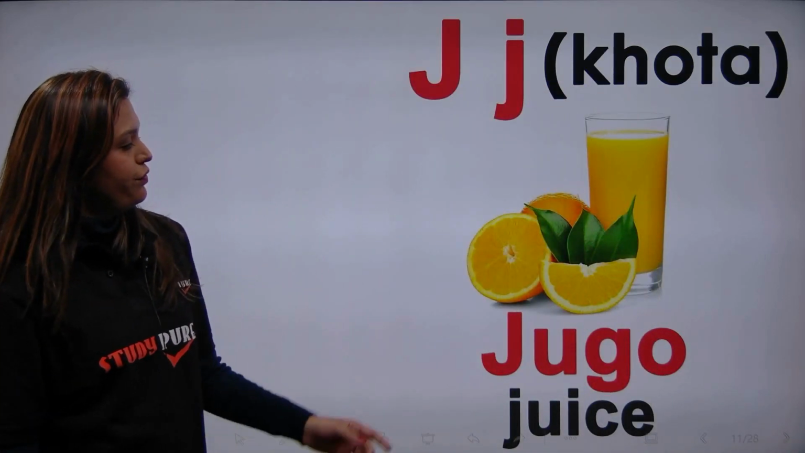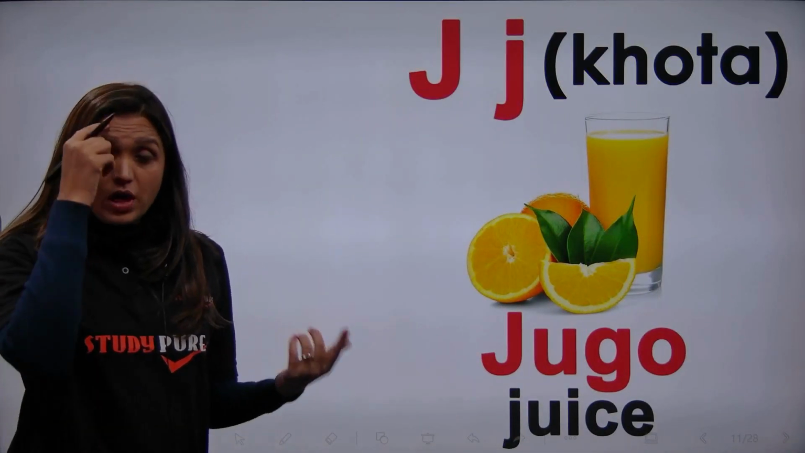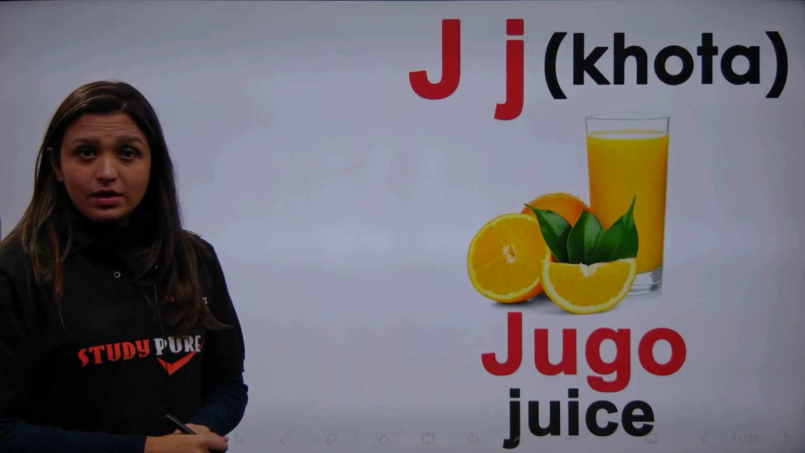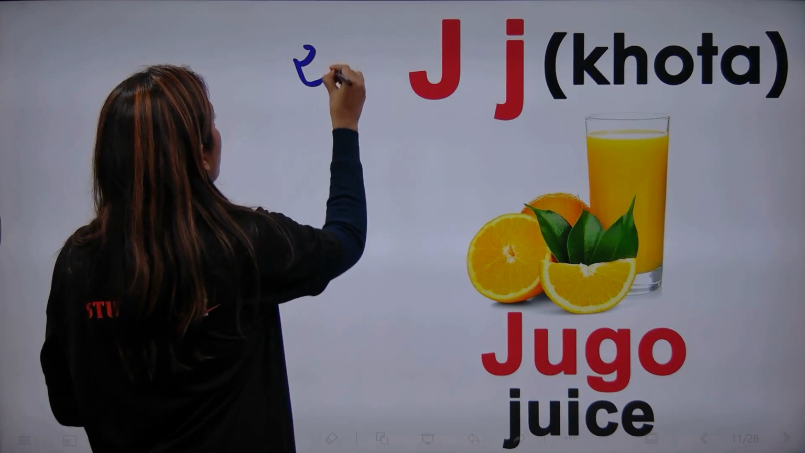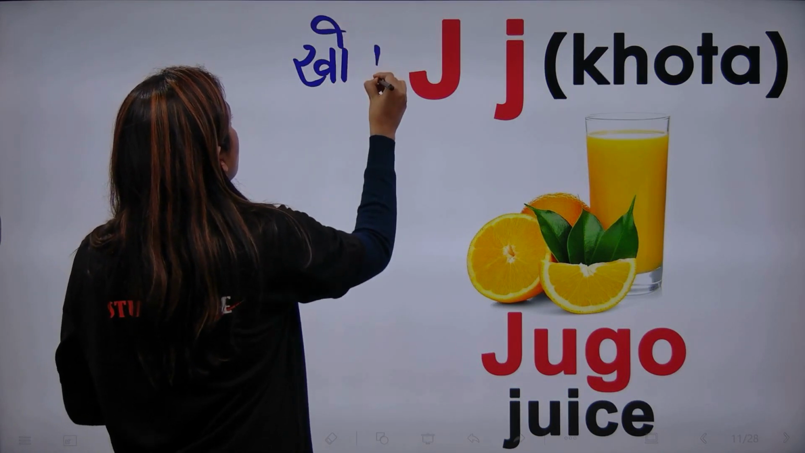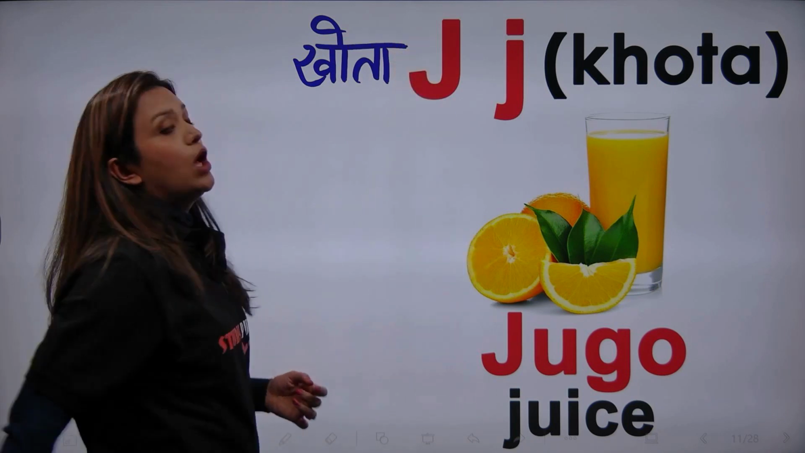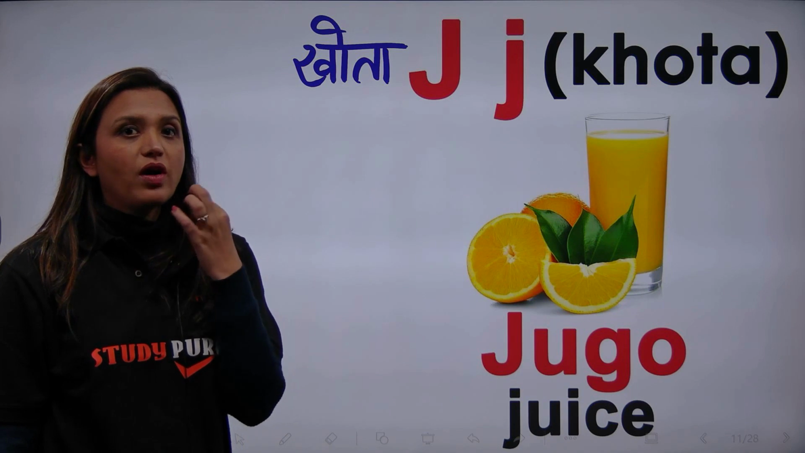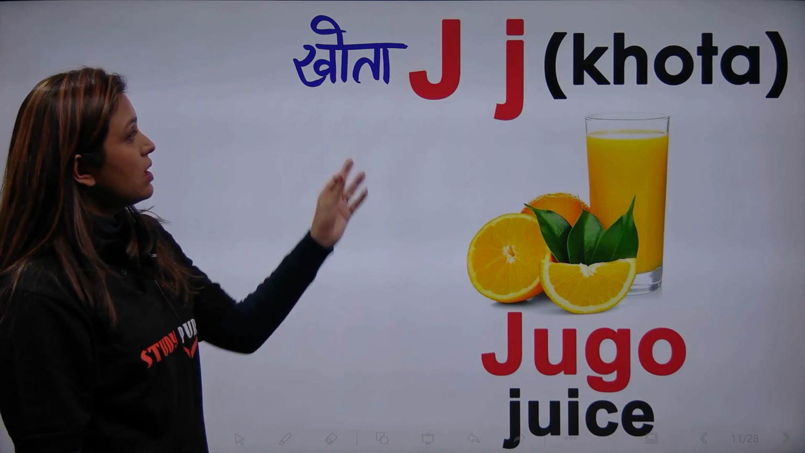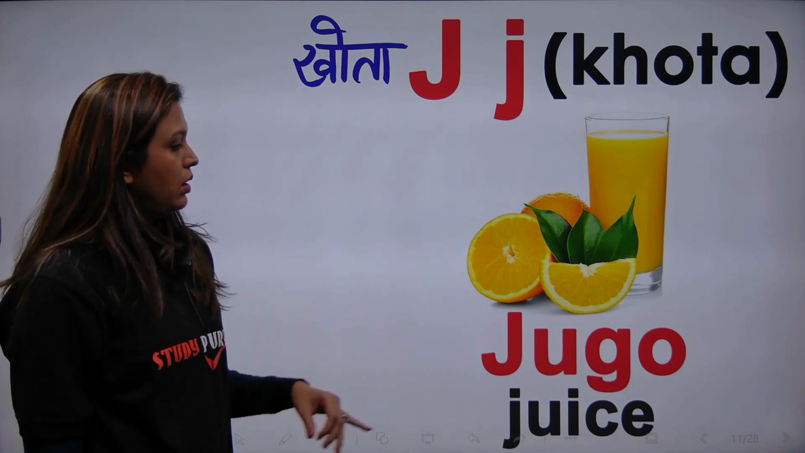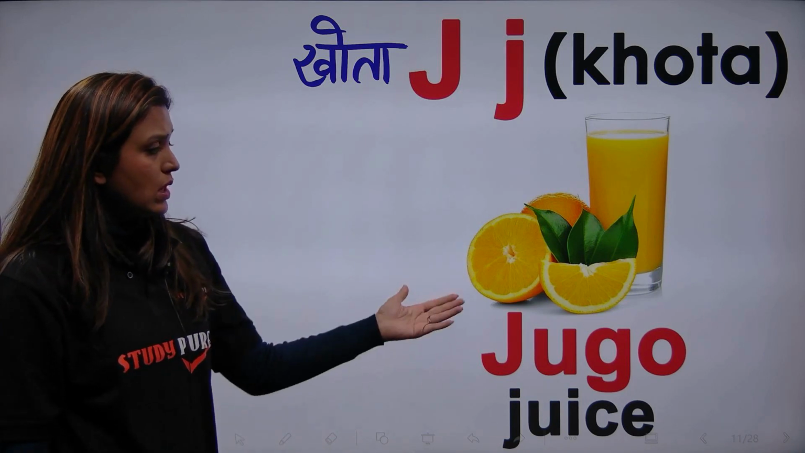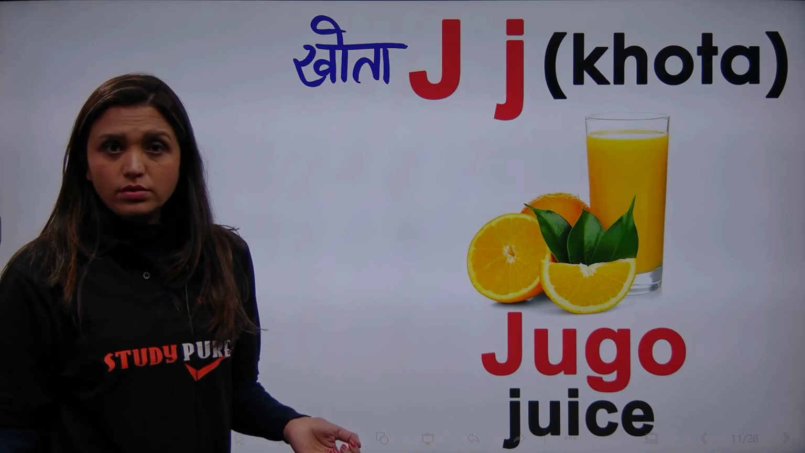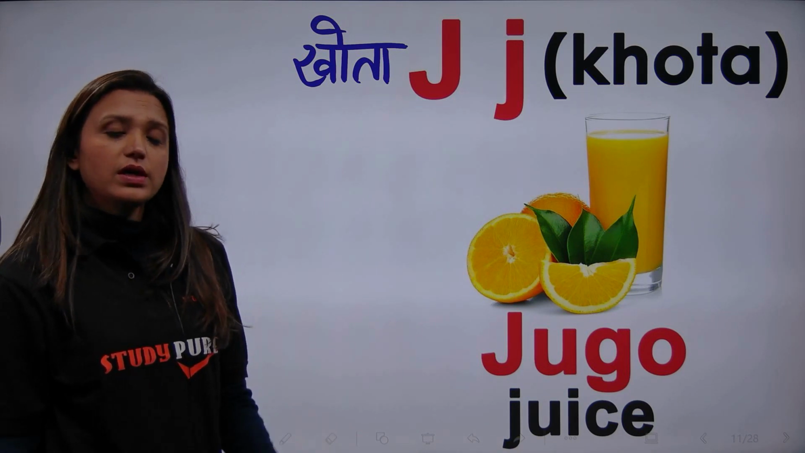Now we have J. And the J in Spanish is called jota. How do you write it? Jota. You see the sound of h that I'm making? That's the sound of J. And now we have a juice. And how do we call a juice in Spanish? Jugo. That's J for you in Spanish.